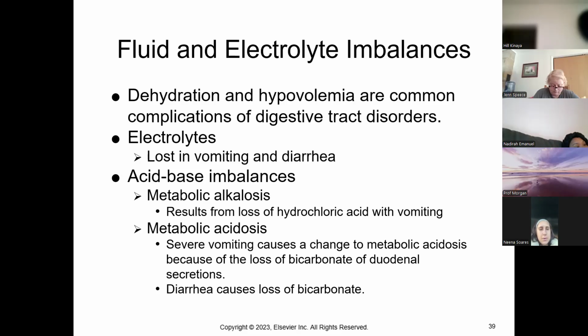Diarrhea leads to significant losses of potassium out of the body, and that can lead to metabolic acidosis. If vomiting is severe, there's a change to metabolic acidosis. Duodenal secretions contain large amounts of bicarb, which are lost. Ketoacidosis develops because you lack glucose, and lactic acid can accumulate as a result of hypovolemia and impaired tissue perfusion. You can also have an increase in muscle activity here, and together these all will lead to acidosis.